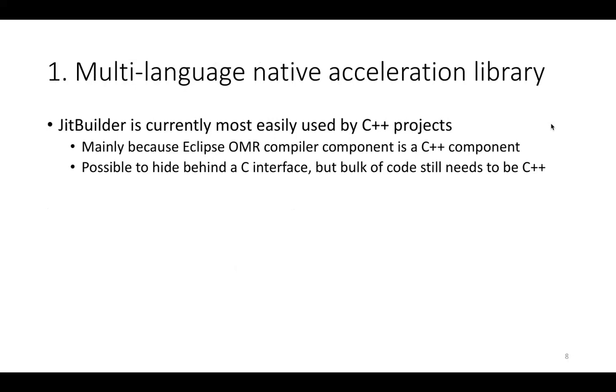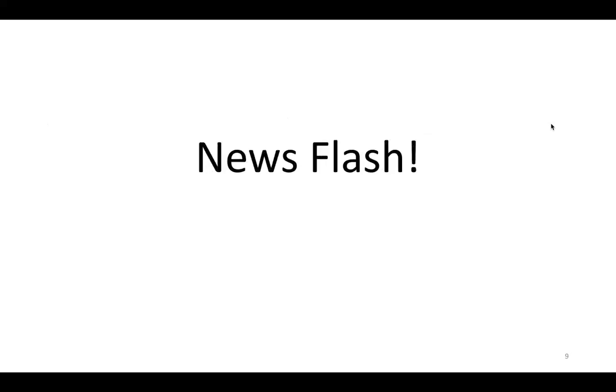So as I mentioned, JitBuilder is currently most easily used by C++ projects because it's essentially a wrapper around the Eclipse OMR compiler components, which are C++ classes. It is possible to hide a compiler implementation using JitBuilder behind a C interface, but the bulk of the code still needs to be C++ because they need to access those C++ classes that provide most of the services. So basically that means to use JitBuilder, you're kind of locked into C++ right now.